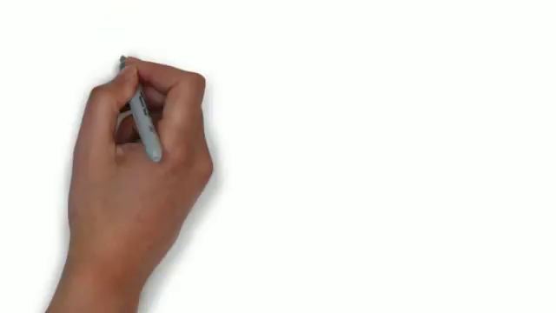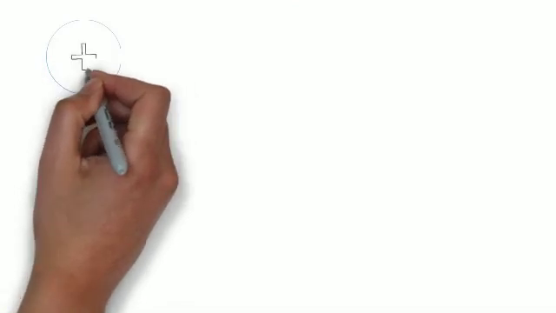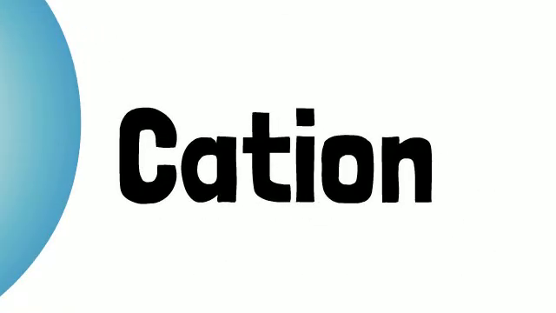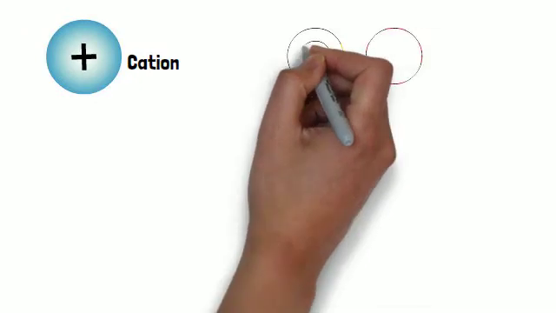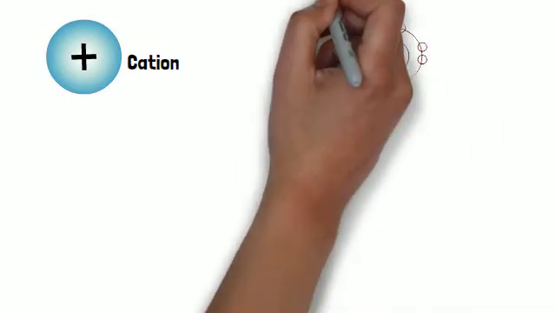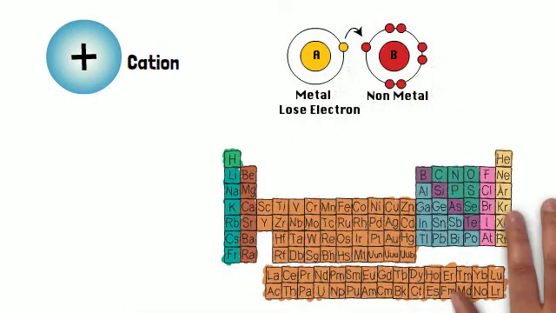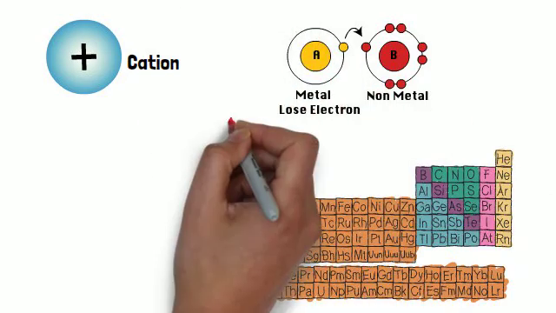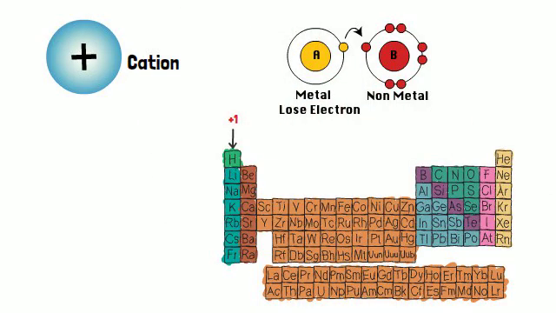On the other hand, positively charged ions are known as cations. Cations are formed when atoms lose electrons. Group 1 elements form a charge of +1 when it loses an electron. This means that atoms in this group only have to lose 1 electron to form an octet configuration.